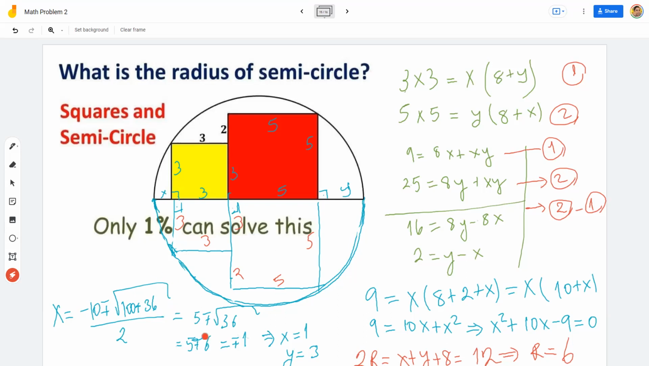Yeah, here there is something wrong. I need to check this part. Oh my God.